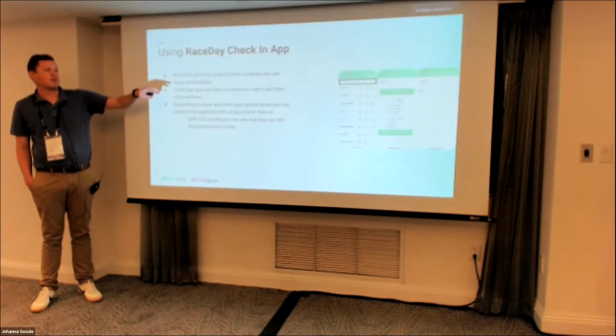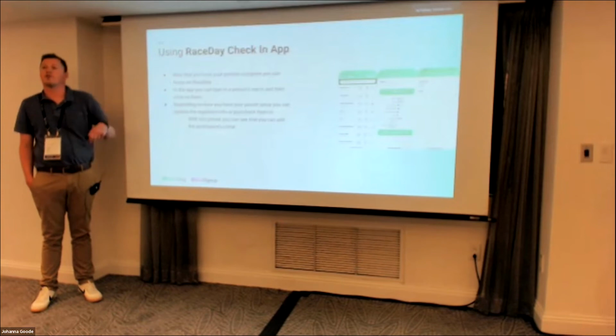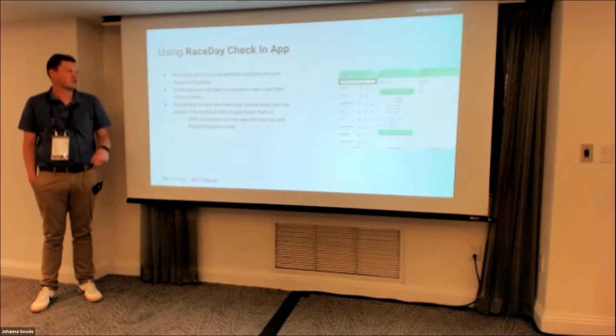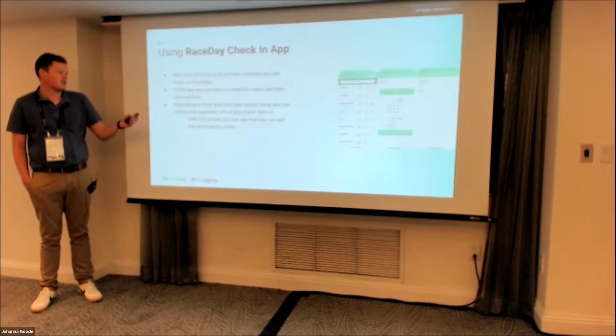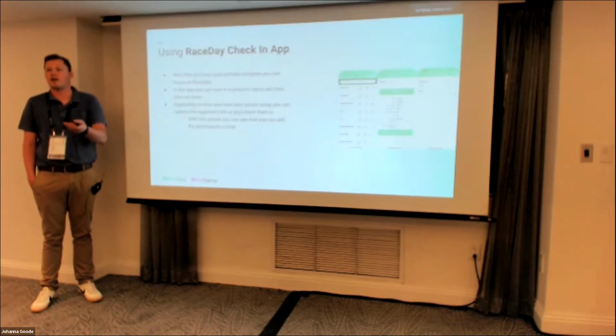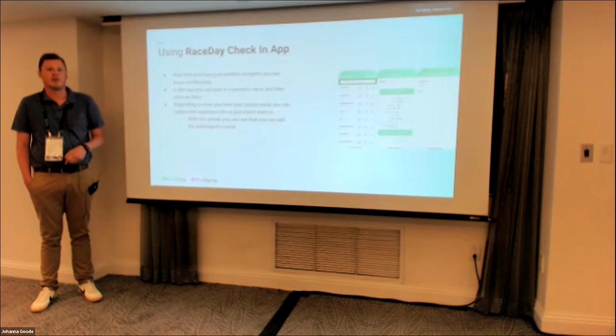Once you click the check-in button, this is where you will see the print icon, which again, we can show you downstairs. With this specific preset, you can see that you can edit a participant's corral. So that's just one of the functionalities of information changes.